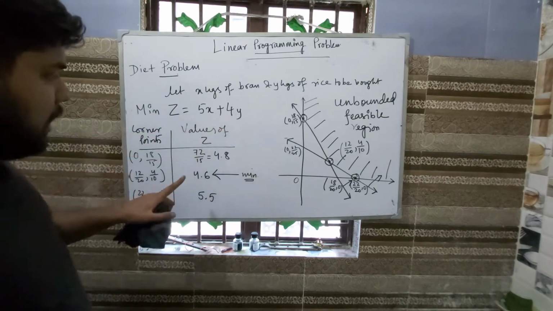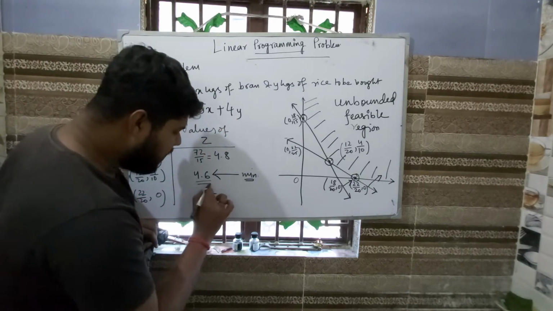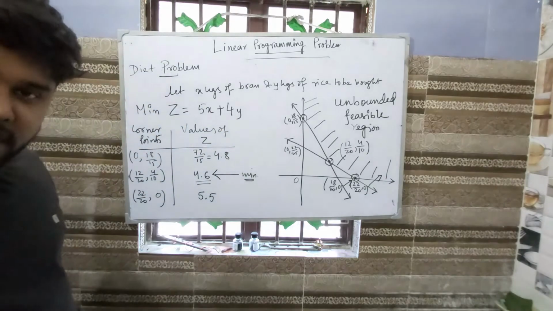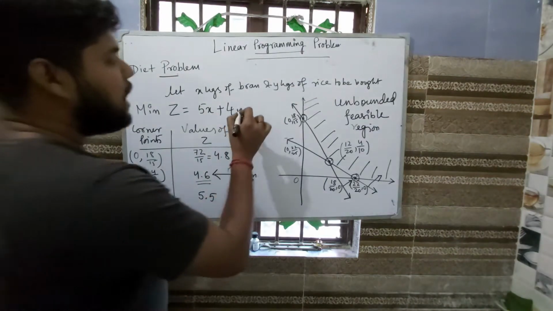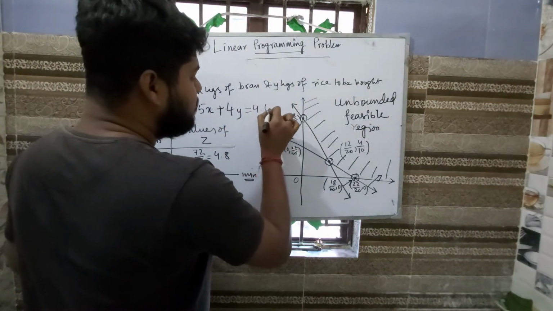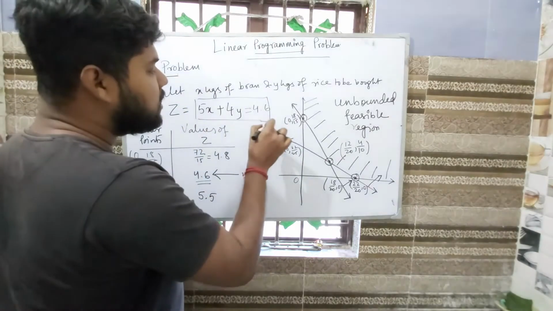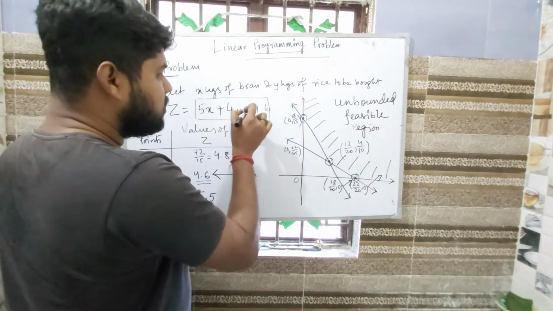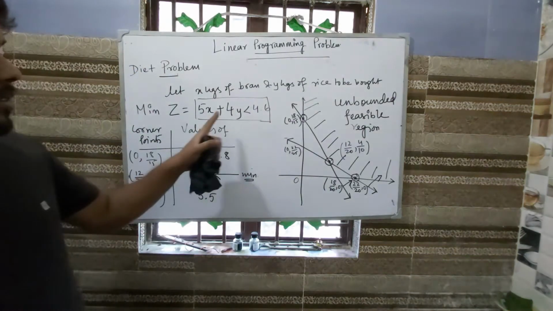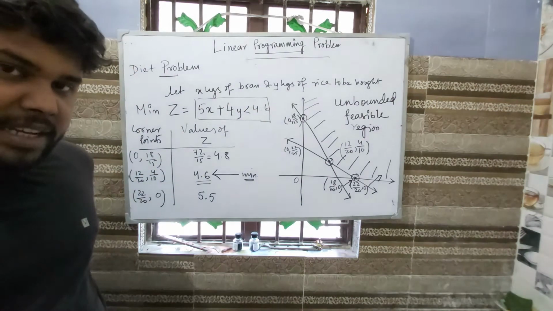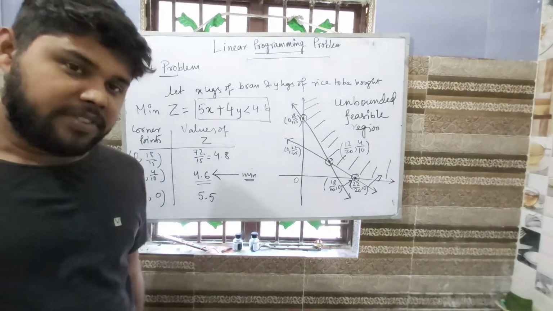5x plus 4y is giving me the minimum value at 4.6. So what I will do, I will draw a line 5x plus 4y less than 4.6 on the same graph.